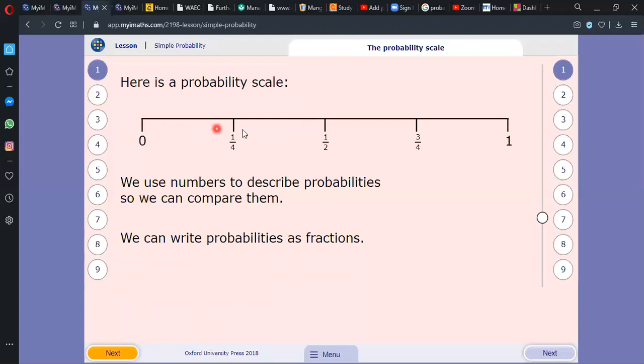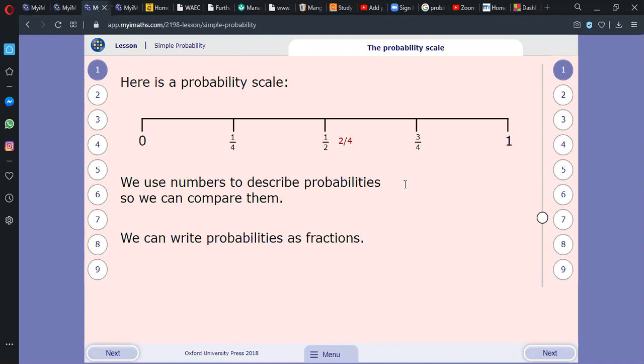Look at my probability scale here. You can see that extreme left is 0, extreme right is 1, and in the middle I have fractions. This is a scale of 4, so I have 1/4, 1/2, 3/4. Now you understand that this 1/2 could have also been seen as 2 out of 4. You can have it that way as well, 2 out of 4. 2/4 definitely is the same thing as 1/2.